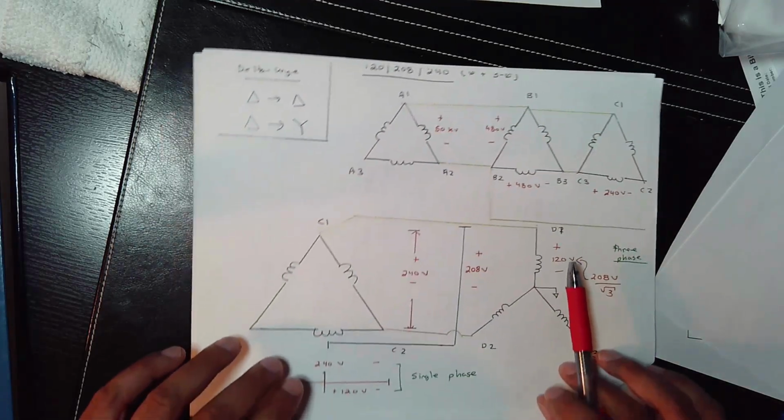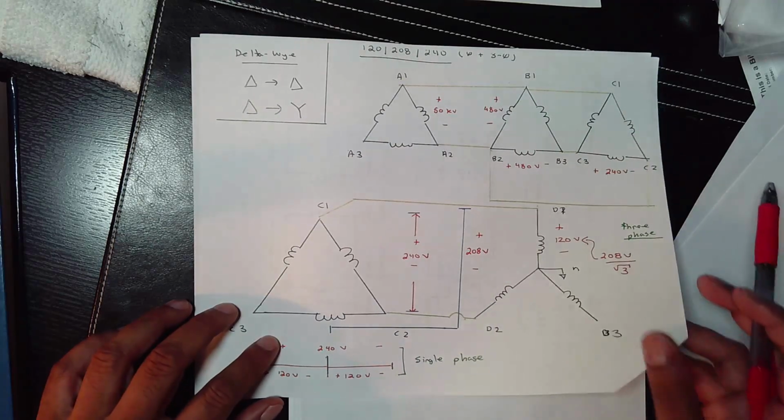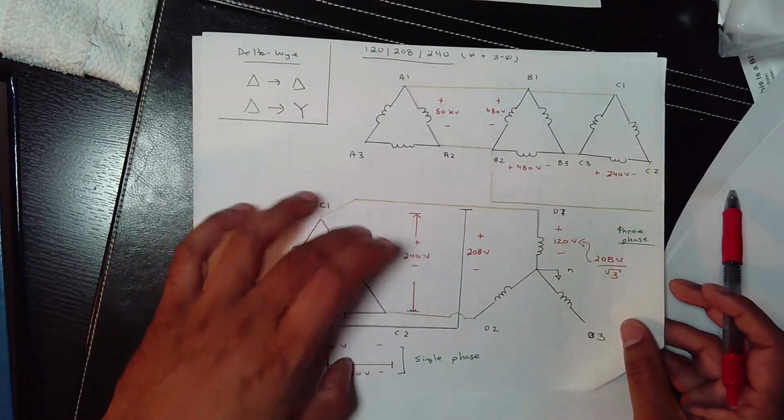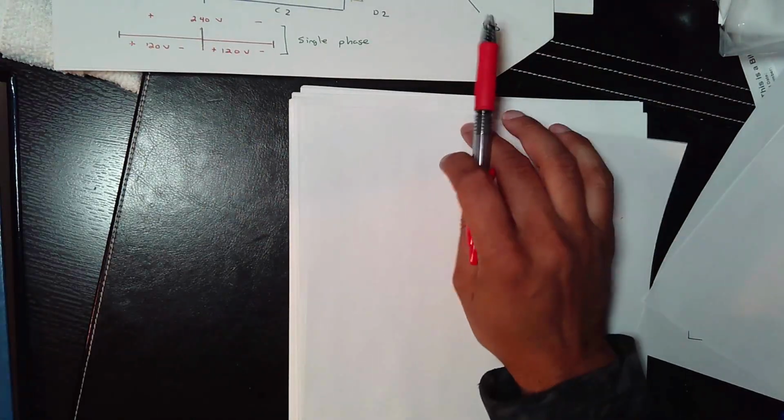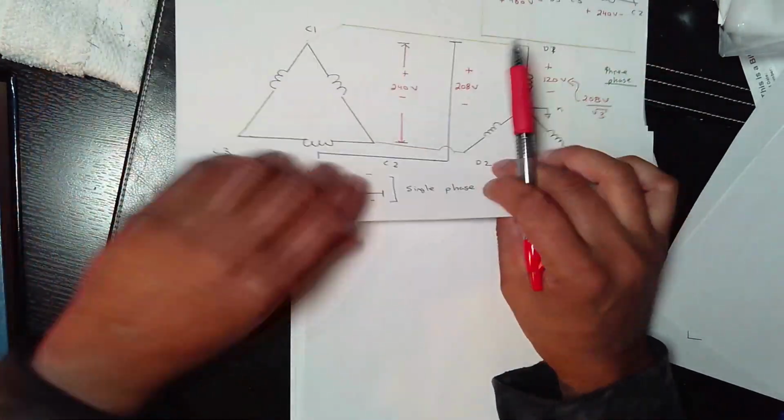So what we have to remember now on a Delta-Wye sequence is, what is this single phase? And we'll analyze the three phase. So first, let's do the single phase Delta-Wye. So I'll show you exactly what this single phase is, right? The single phase is this.